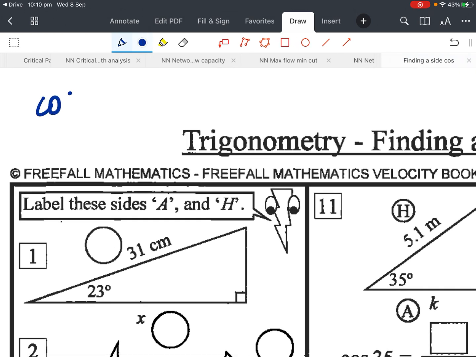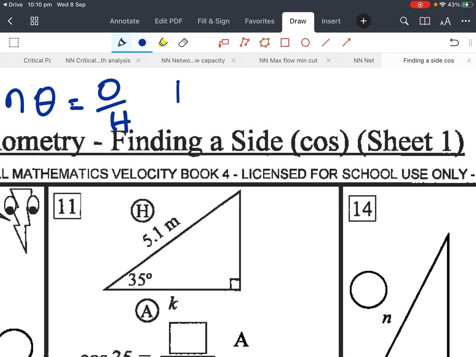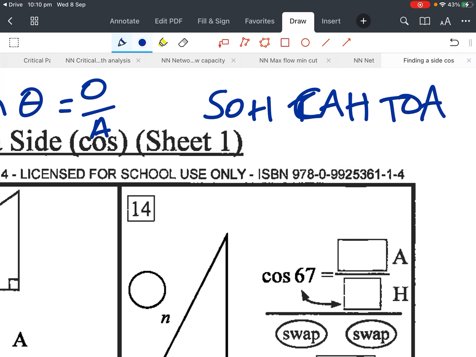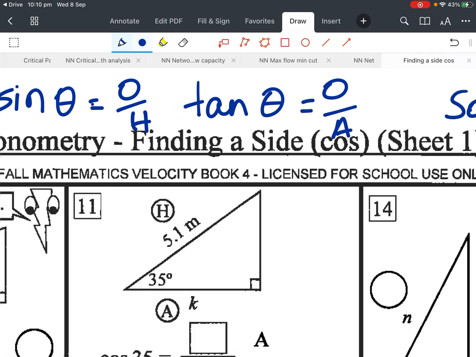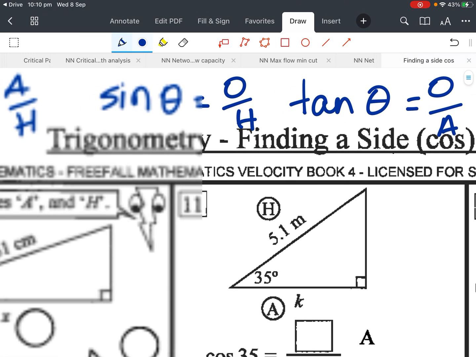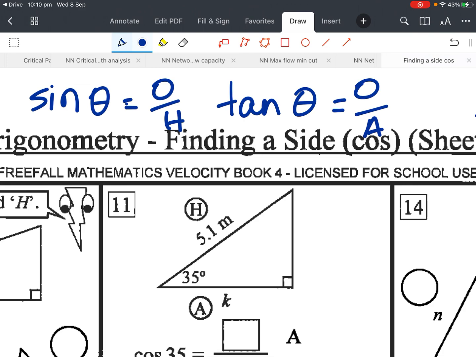Yeah? So COS is adjacent over hypotenuse. Sine, when you get to it, is opposite over hypotenuse. And tan is, write these on your sheet yourselves, opposite over adjacent. And the way we remember those is through SOH CAH TOA. Remember that? Where SO stands for sine, opposite over hypotenuse. CA stands for, did I not write COS? Oh, there it is. COS, A over H. And TOA stands for tan, O over A.